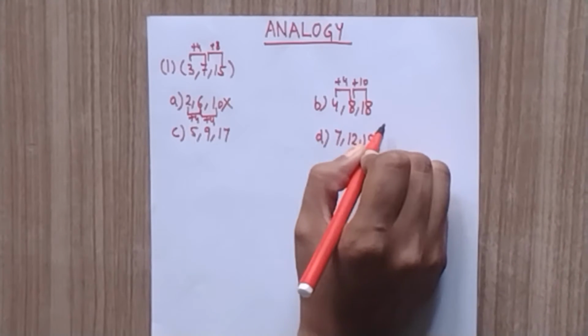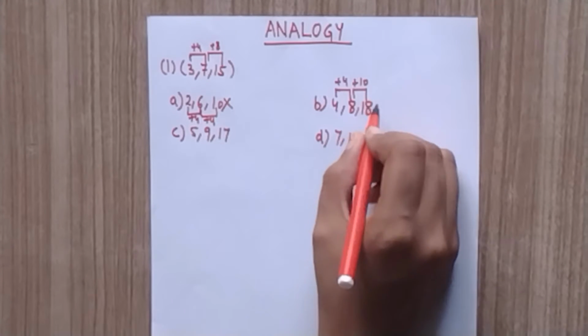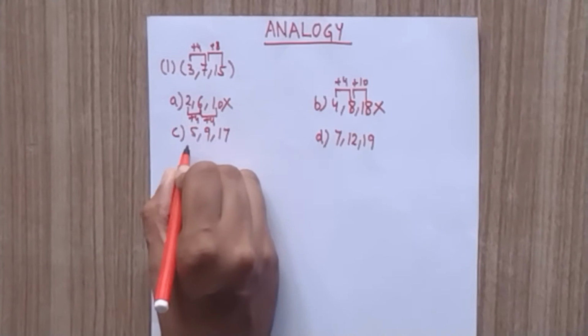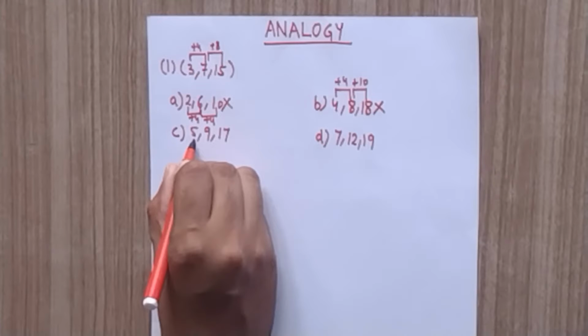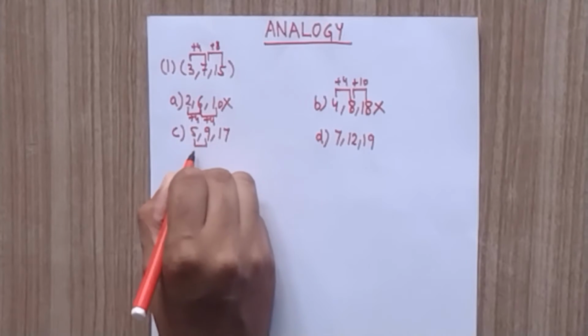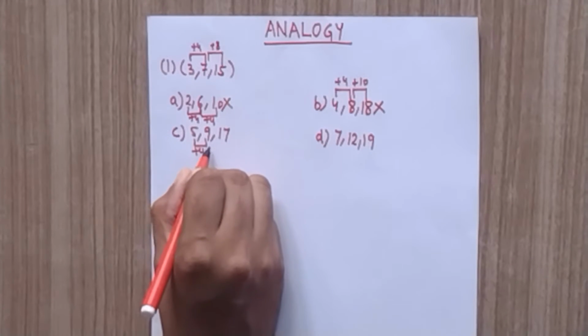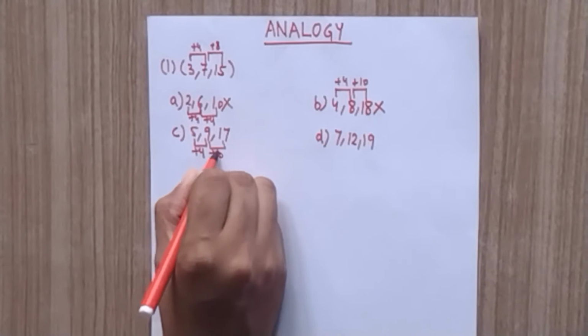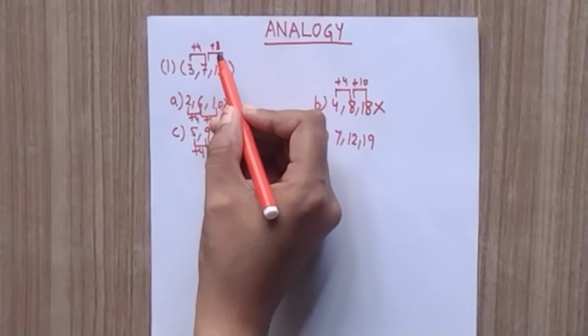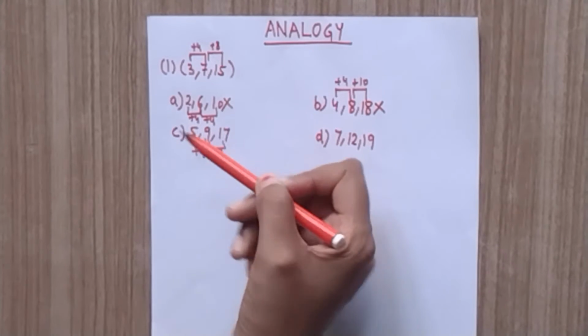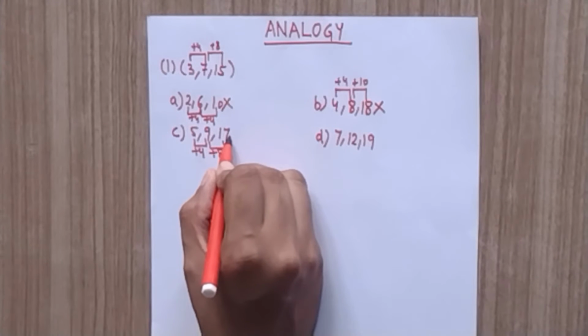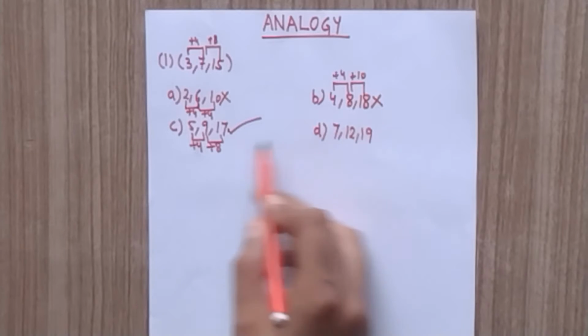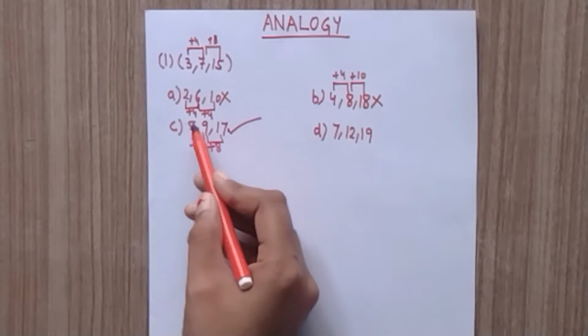Let's move on to the next option, option C. Between 5 and 9 there's a plus 4, and between 9 and 17 there's a plus 8. It exactly matches our question. We do not need to check the next option, as we got our right answer, which is option C.